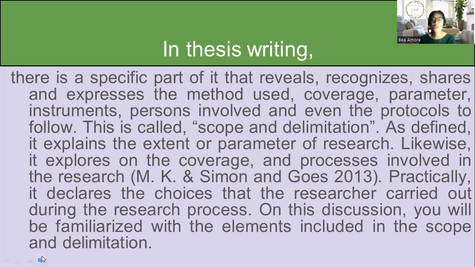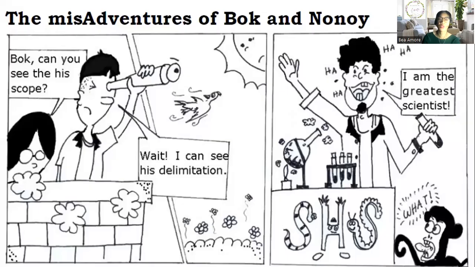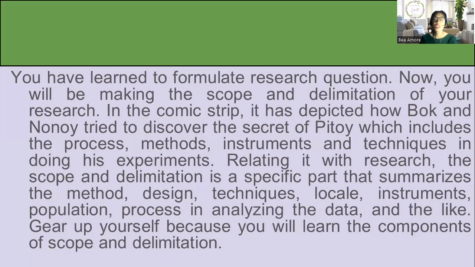In this discussion, you will be familiarized with the elements included in the scope and delimitation. Let us try to figure out this adventure of Bok and Nonoy. Bok, can you see the scope or his scope? Wait, I can see his delimitation. I am the greatest scientist. What? You have learned to formulate research questions. Now, you will be making the scope and delimitation of your research.